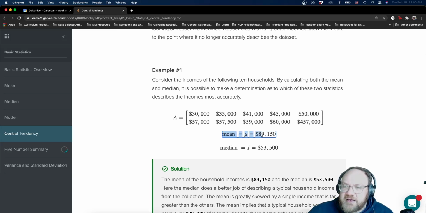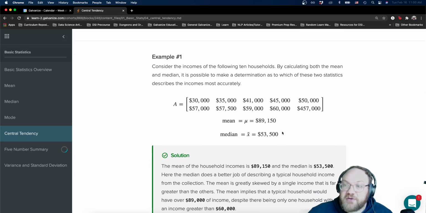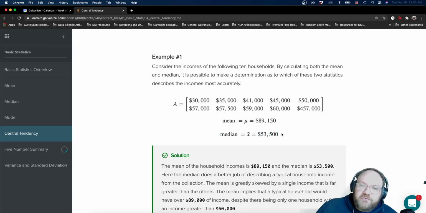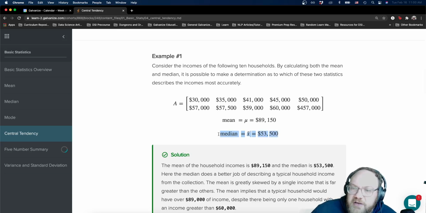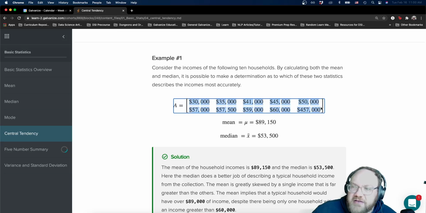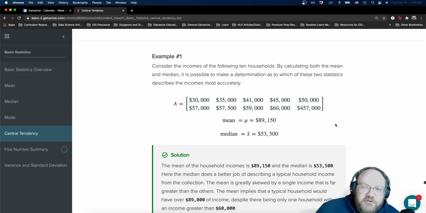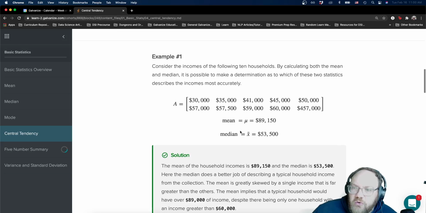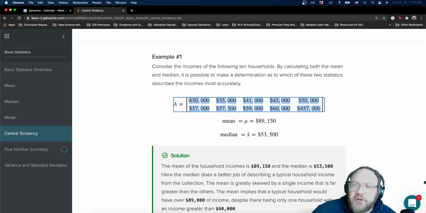So we can see the mean comes out to $89,150 and the median is $53,500. So we ask ourselves, which of these two descriptive statistics, the median or the mean, describes this data set most accurately? And here we're going to go with the median, right? If we actually look at our data set, most of the data is between $30,000 and $60,000, and that $53,500 seems to be a pretty decent representation of the bulk of the data here.